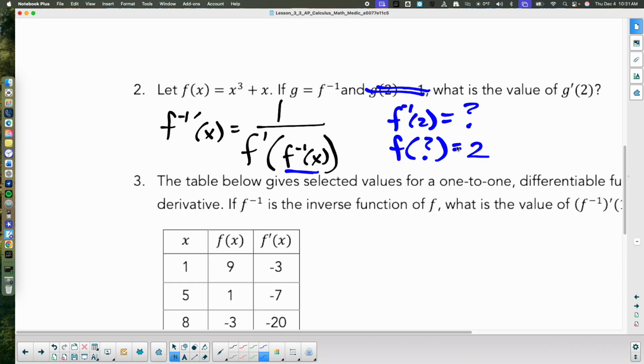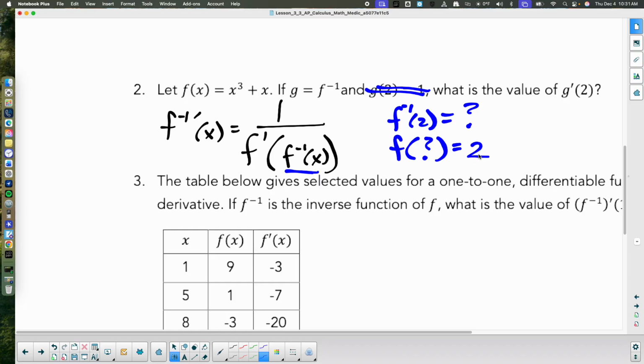Good thinking. Okay, f inverse of 2, if you're trying to find that answer, you want to figure out when f is equal to 2. Because the whole idea with the inverse is you're swapping the numbers. So if I write f inverse of 2 equals something, that means I need to find the x value that equals 2.